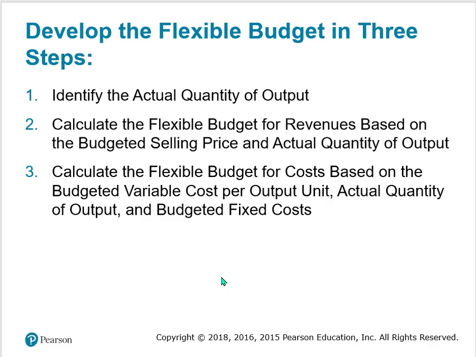So these are the steps in this book. These are the steps to identify the actual quantity of output, calculate the flexible budget for revenues based on the budgeted selling price and actual quantity of output, and then calculate the flexible budget for costs based on the budgeted variable cost per output unit, actual quantity of output, and budgeted fixed costs. These three steps enable a company to prepare a flexible budget, and it allows for more detailed analysis of a static budget variance for operating income.